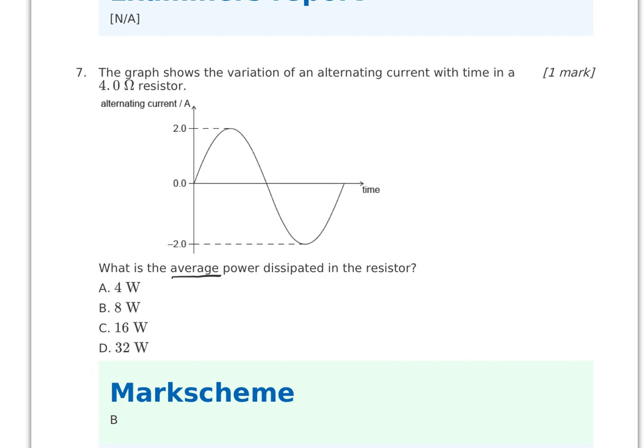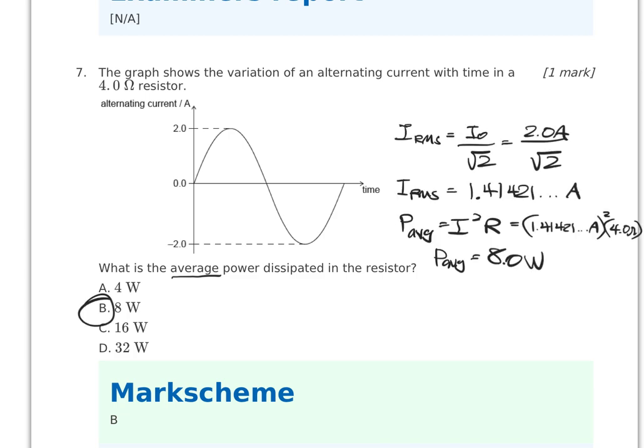So when we talk about average, we're not averaging the peaks. Remember that the way we handle average for these sine curves is root mean square. So what we're going to need is the root mean square current from this graph. And so that would be about 1.4 amps. And we're looking for the power dissipated in the resistor. Now we know the RMS current. And so we do P is I squared R. And voila, we have an average power of 8 watts, which is B.